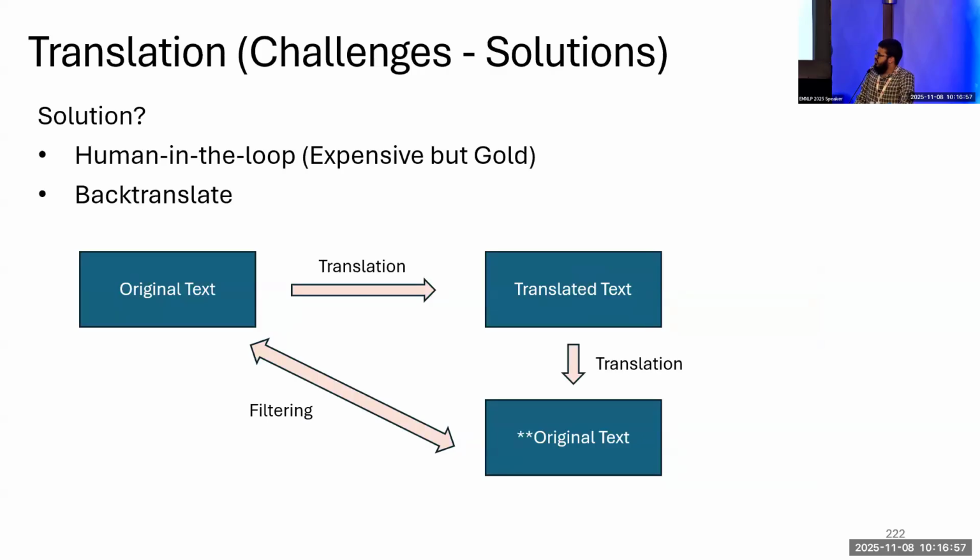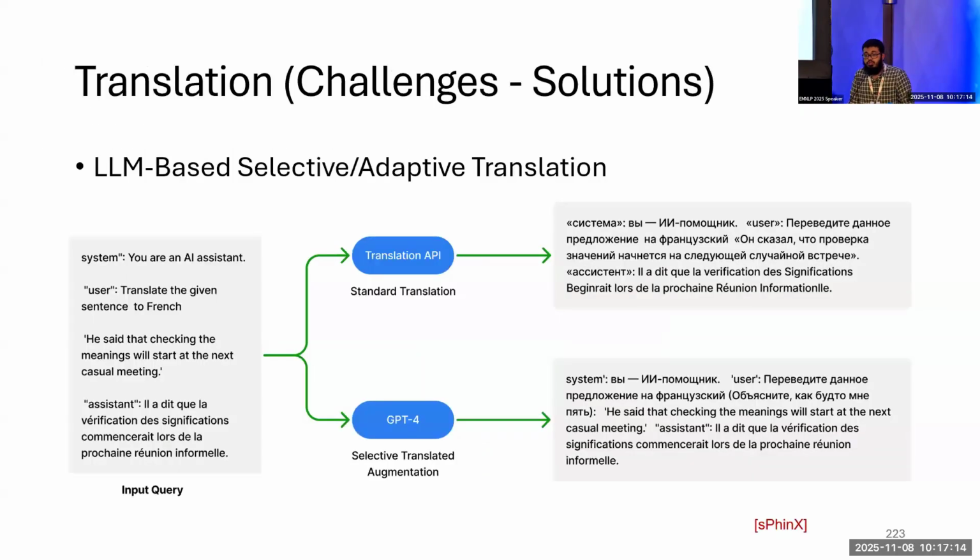There are a bunch of solutions, of course. First thing is you can use some sort of human in the loop. It's very expensive, but that's the gold standard. Or you can try some heuristic-based approaches like back translation, which is a very common method in the machine translation world. Another option is you can use certain LLM-based translation approaches, because LLMs are quite good at instruction following. You can literally prompt it in your specific fashion to maybe translate certain parts and ignore certain other parts.